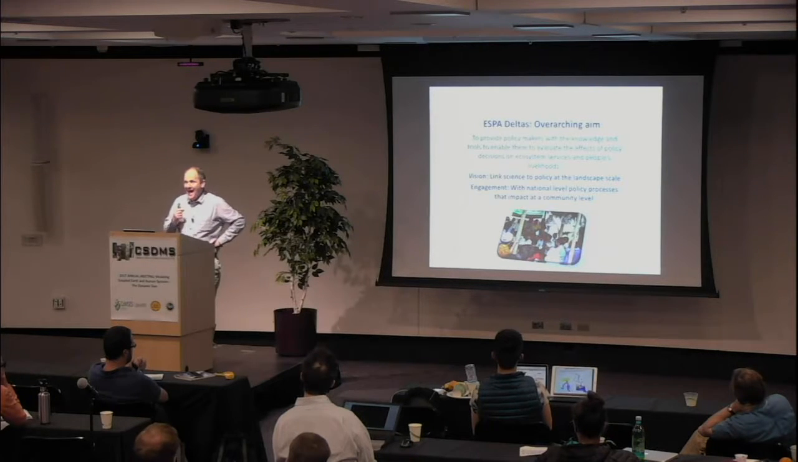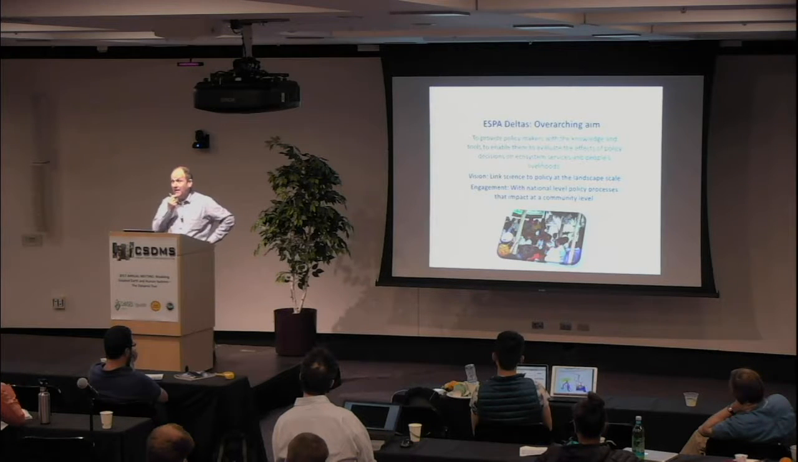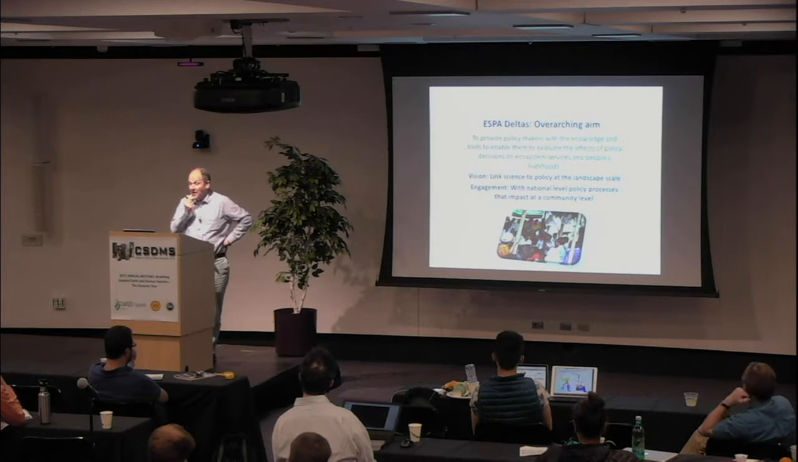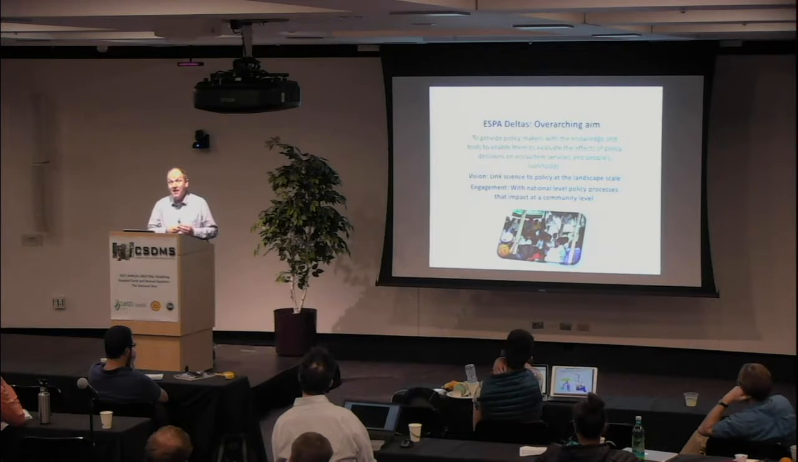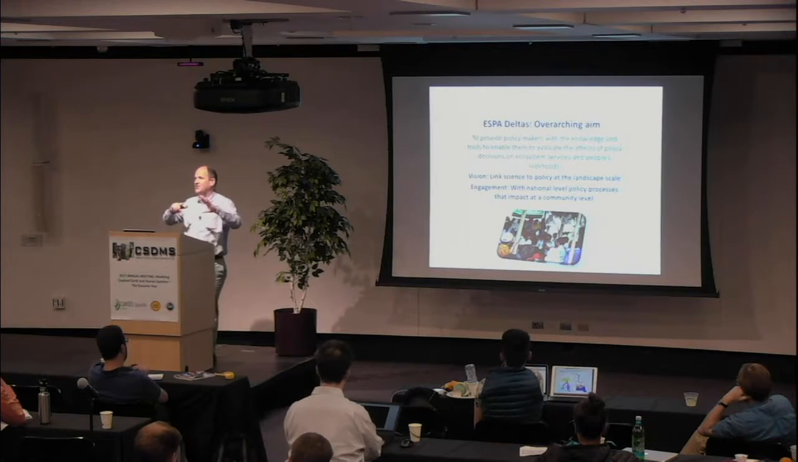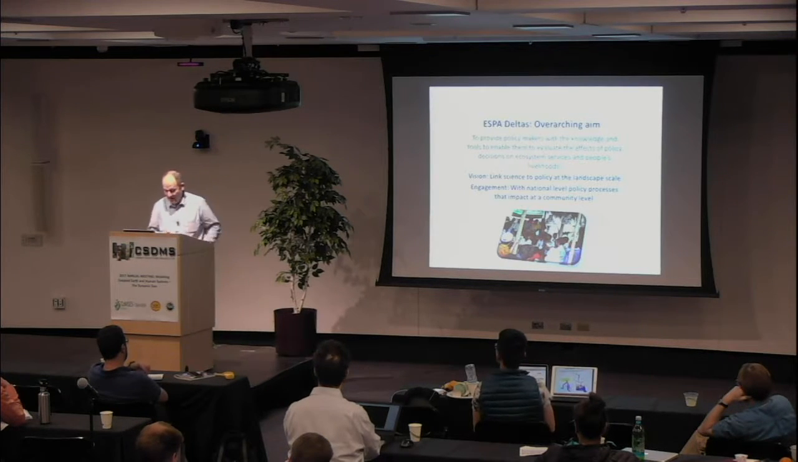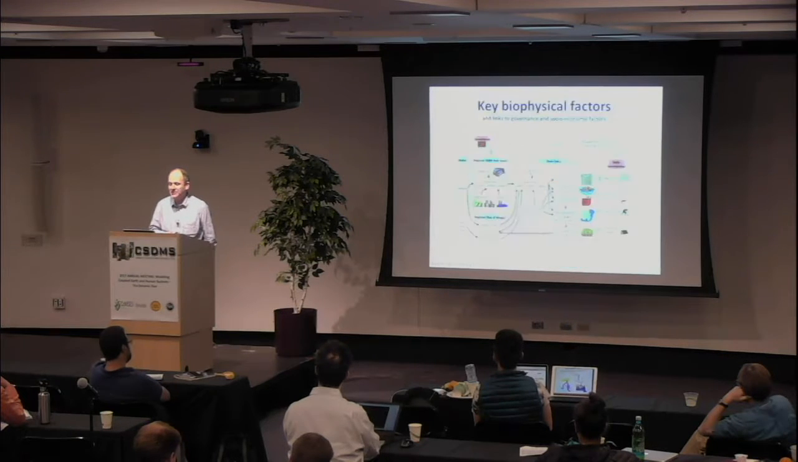And how would it make a difference to the poor? The money for ESPA, I should have said, is coming largely from DFID, so it's essentially like USAID. So it's very much linked to development. So our pathway to impact, which you have to have when you're doing development, was to develop methods that would inform the national government so they could make better decisions across this landscape. So that was our pathway to impact.